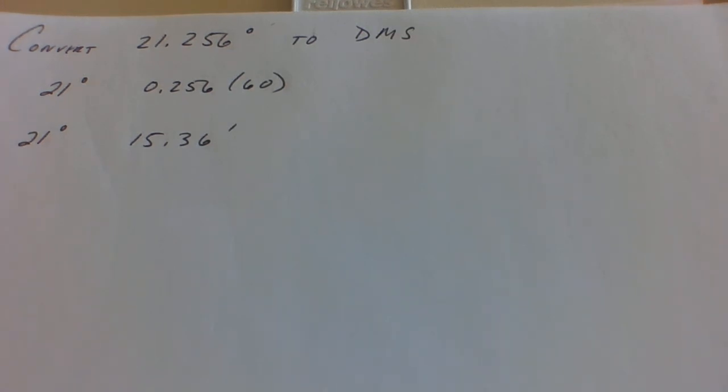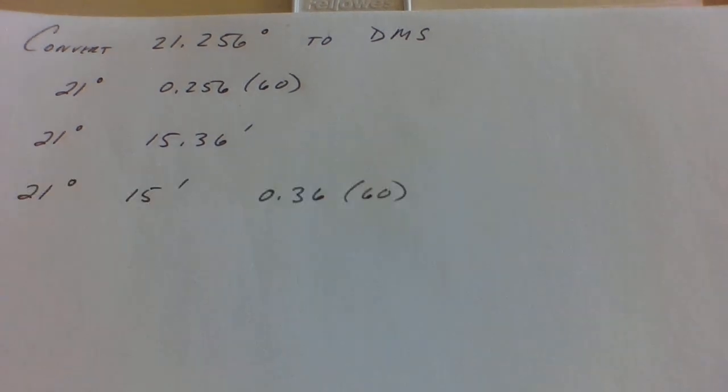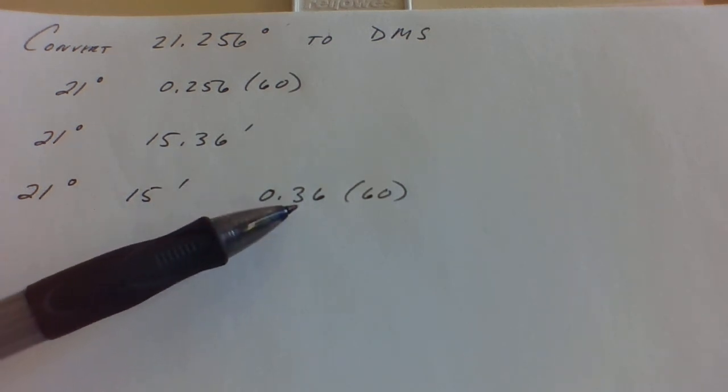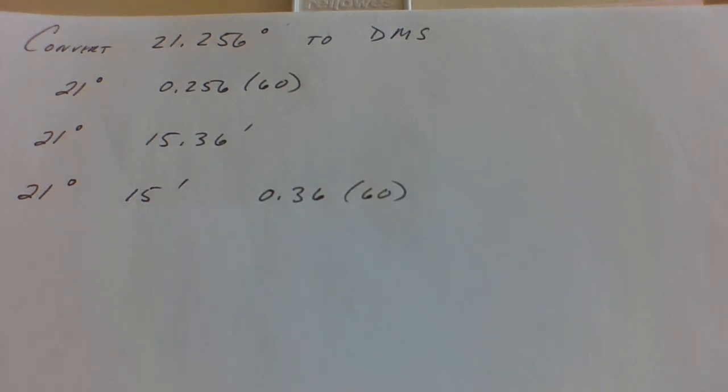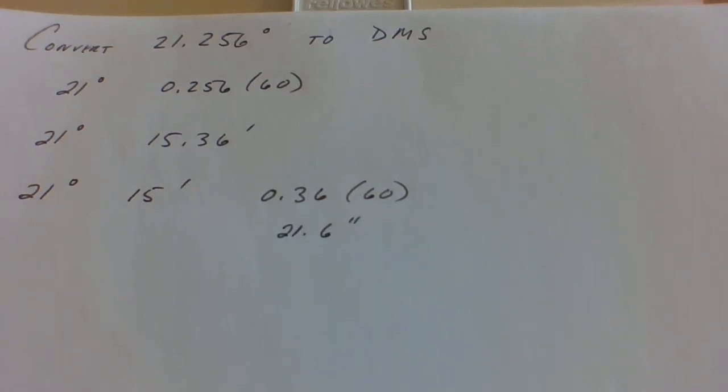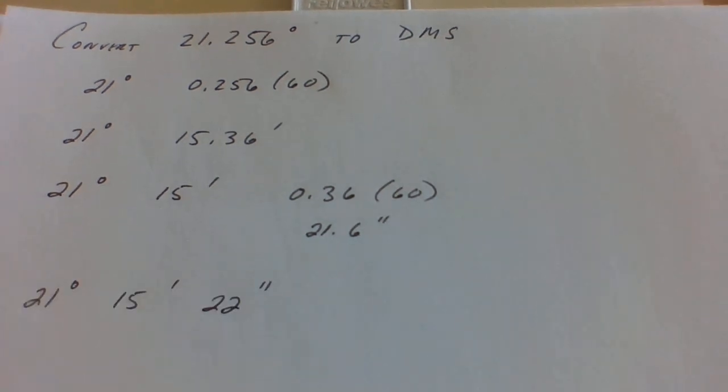So I'm going to go ahead and do the same thing. I'm going to split this one at the decimal point, and I can go ahead and multiply 0.36 times the 60, and that's going to tell me how many seconds I have. This is going to give me 21.6 seconds, and let's go ahead and round this one to the nearest second. So let's get our final answer. We're going to end up with 21 degrees, 15 minutes, and 22 seconds.